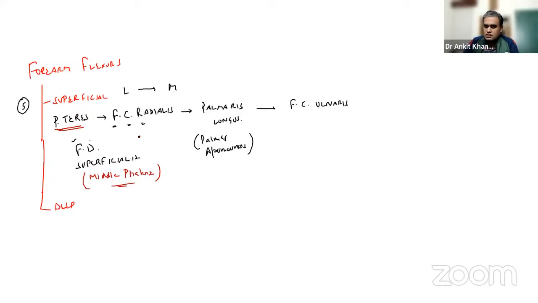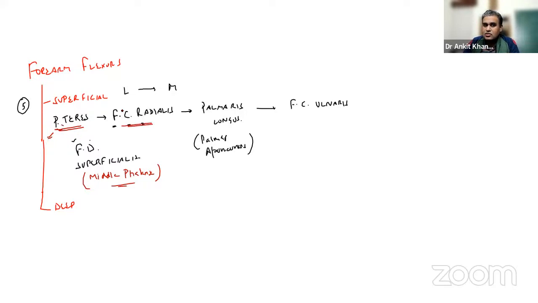Pronator teres, most laterally. This pronator teres will cause pronation. So supination and pronation are done at which joint? Think about it. Is it done at the wrist joint or at the joints of the hand? No, it is in between radius and ulna. Therefore, the pronator teres does not go into any of the hand bones. It goes between radius and ulna only. Okay, just try to understand.